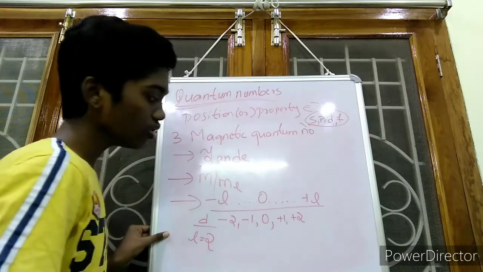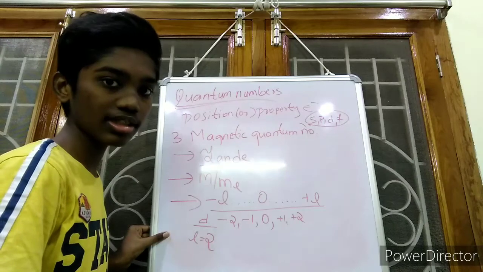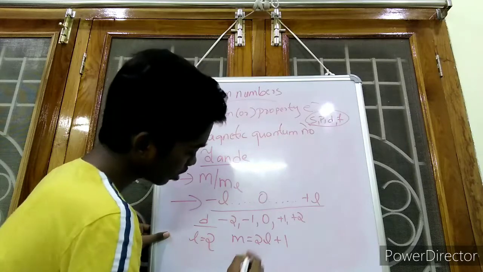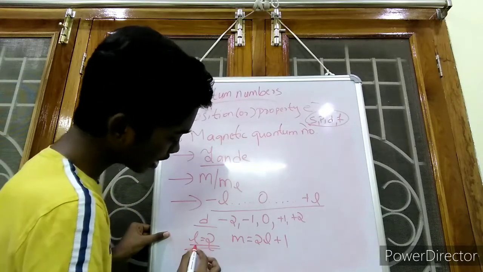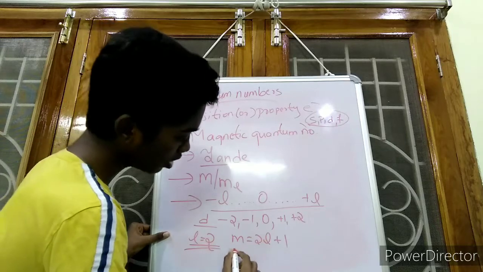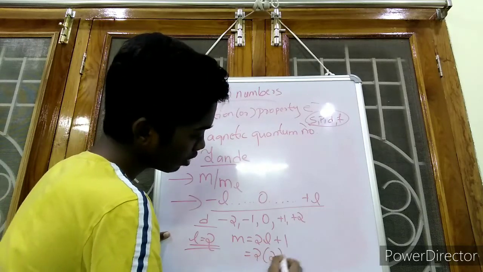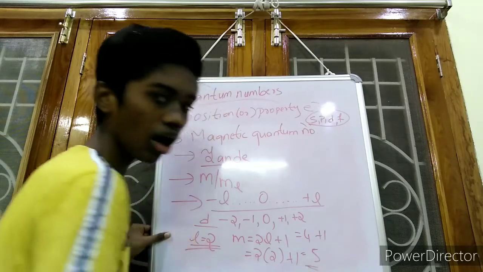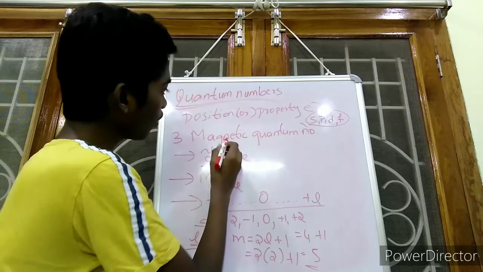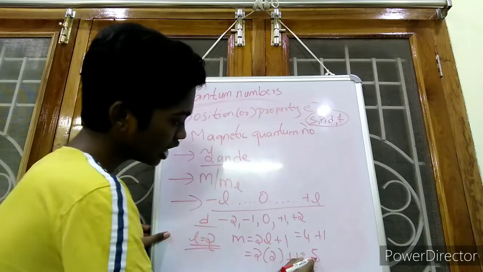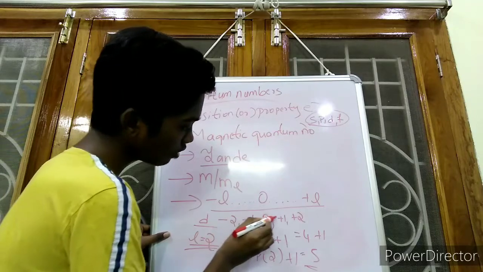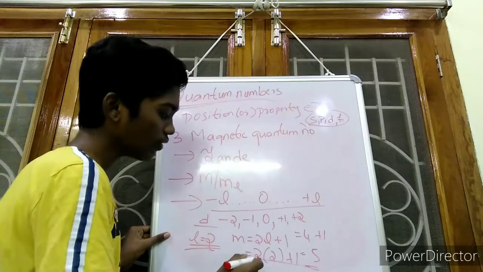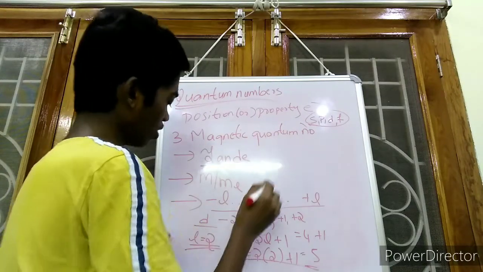The total number of magnetic quantum number values is given by the formula 2l plus 1. Here we got the l value as 2. Now we substitute the value of l in this formula: 2 into 2 plus 1, 2 times 2 is 4, plus 1 is nothing but 5. We got the total number of magnetic quantum number values for subshell d as 5. If we count, 1, 2, 3, 4, 5. So this is the formula for the number of values of the magnetic quantum number.